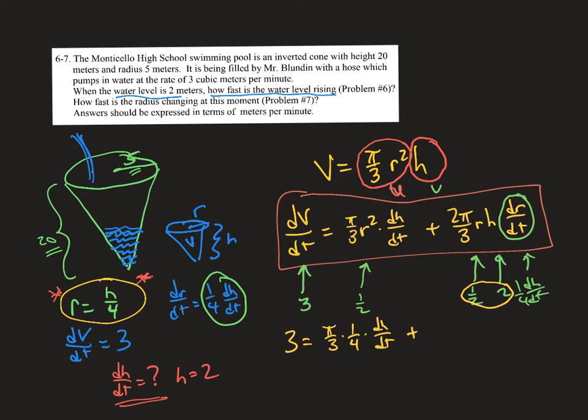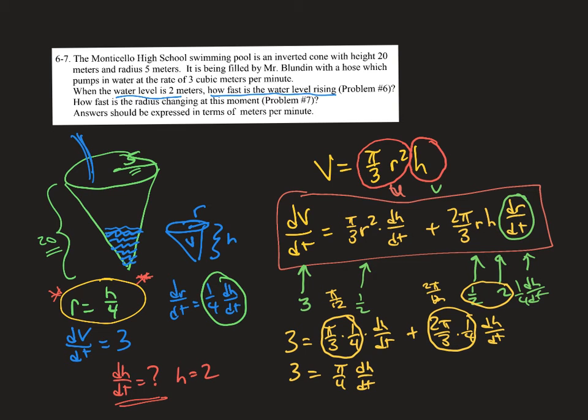Notice that the 1/2 times the 2 makes a 1. So I'm just going to put 2 pi over 3 right here. And then times 1/4 dh/dt. Okay, so I'm going to clean this up. This is a pi over 12 dh/dt. And then this is going to be a 2 pi over 12 dh/dt. That adds up to 3 pi over 12 dh/dt. 3 pi over 12 is just pi over 4. So when I simplify this whole side, I get pi over 4 dh/dt.